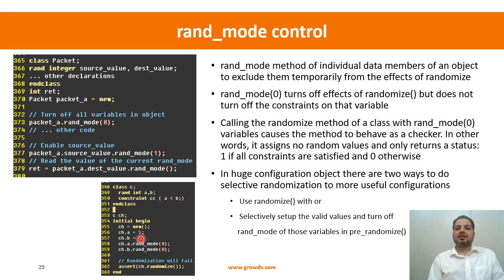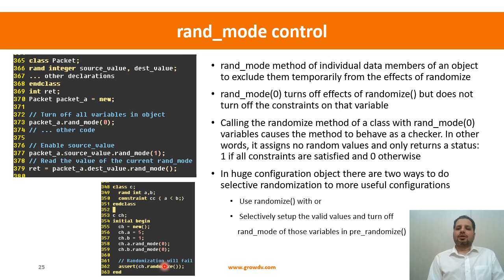So now if I see A is equal to 5 and B is equal to 1, so 5 less than 1 will evaluate false, so the constraint will result in failure. So this randomize that I'm calling will result in failure, because as we talked about, when we turn off the rand mode, the constraint is still active and it will act as a checker, and it will check whether this particular constraint is holding up, and since in this case it's not holding up, it will lead to a failure.